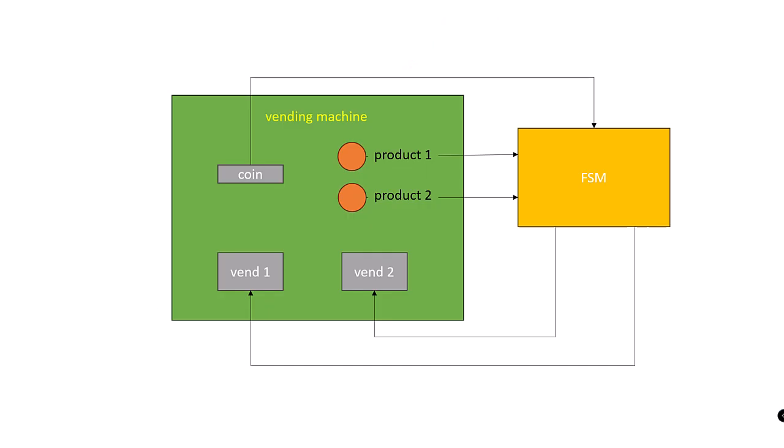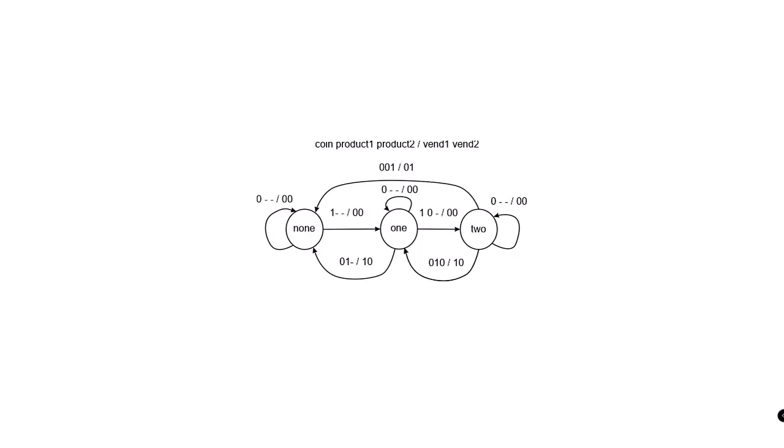A vending machine is a classic example for sequential machine design. This vending machine has 3 inputs, a coin slot and 2 product buttons. It has 2 outputs, 1 for each product that's going to be vended. A finite state machine controls the mechanism to make the vending machine work. This is a simple version of the vending machine controller. We can enhance it to be more sophisticated and add more features.